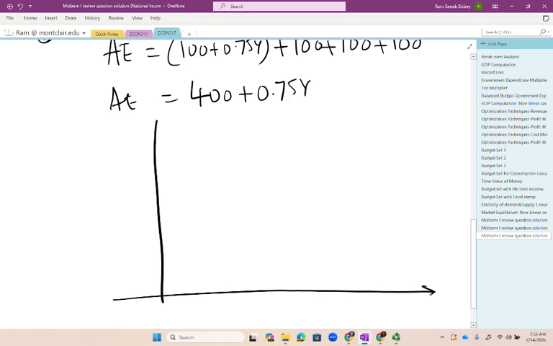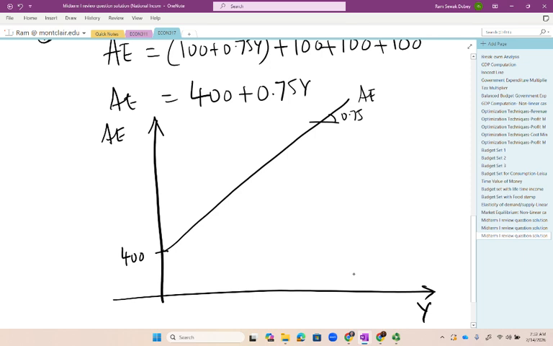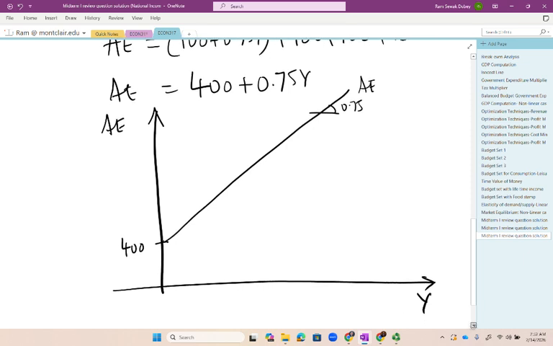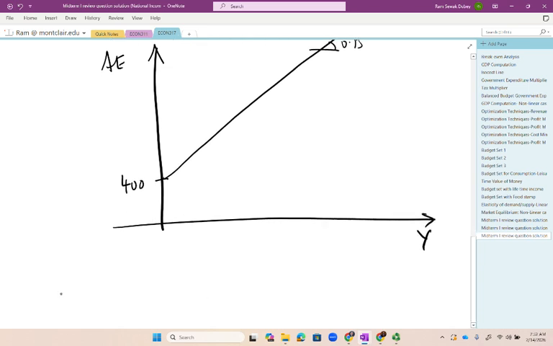Again with the same rule, y on the horizontal, aggregate expenditure on the vertical. This graph will have 400 as the vertical intercept and the slope positive 0.75. This is the aggregate expenditure. Now we go to the third part where we are required to find out the equilibrium national income.